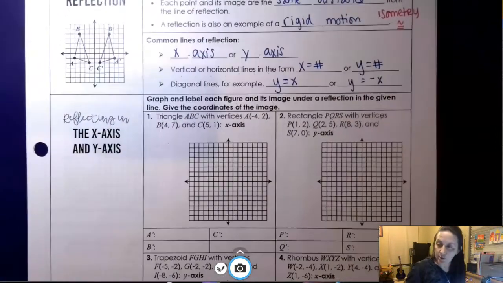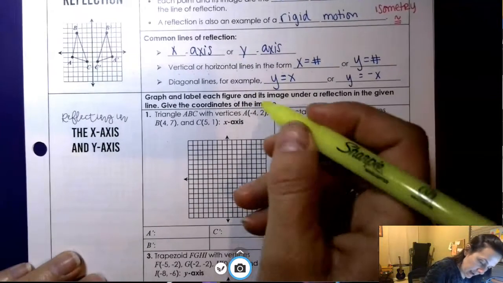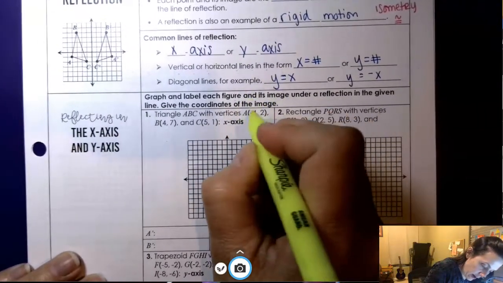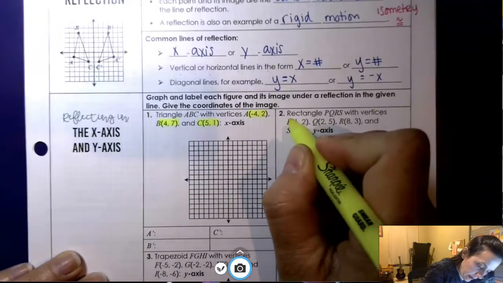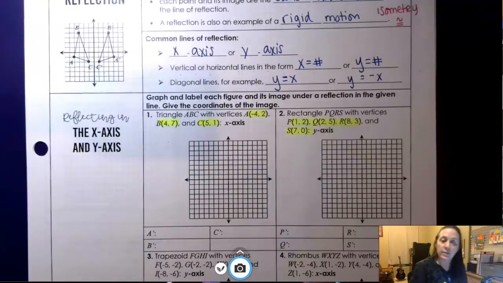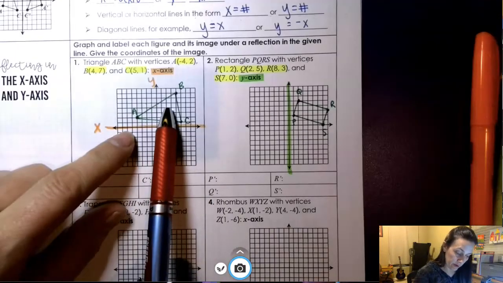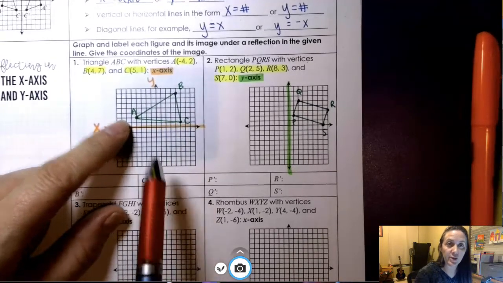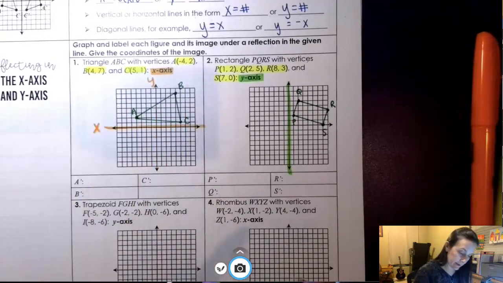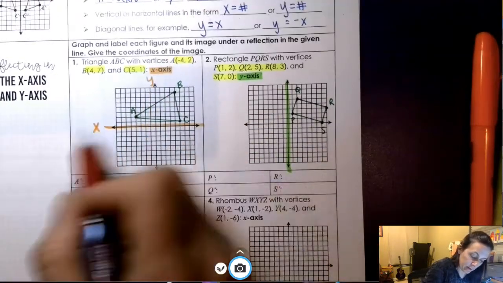Okay, so the first thing I want you to do, I'm going to pause because it's boring to watch me plot. Go ahead and pause and plot the first triangle here. I'm going to go ahead and plot this one as well while I'm paused. Okay, so pause and plot those for you guys. All right, here is our pre-image, and we want to create our image after we reflect it over the x-axis. So the x-axis, remember, y is the up and down, x is horizontal.